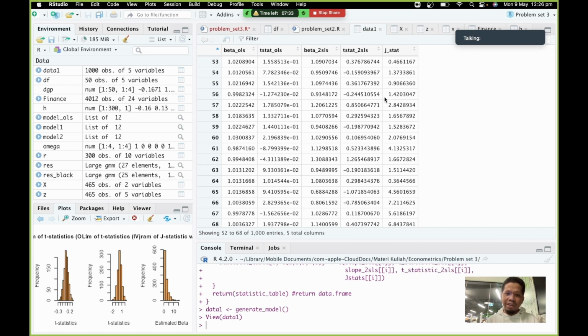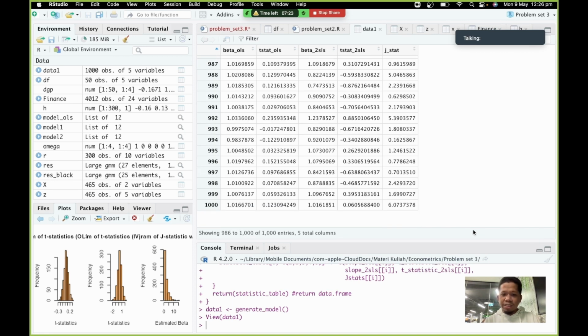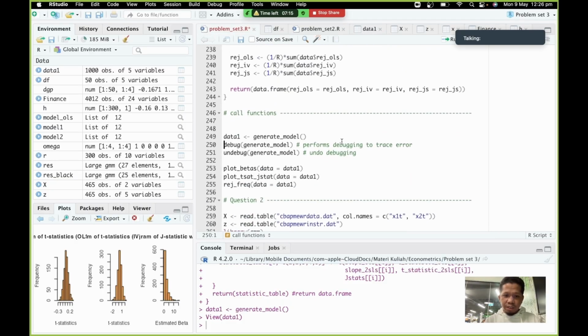We've got beta for OLS. We can inspect here. We have 1000, which is based on the repetition, right? So we've got question number 1 here, and then don't mind this because it's only to inspect the problem.